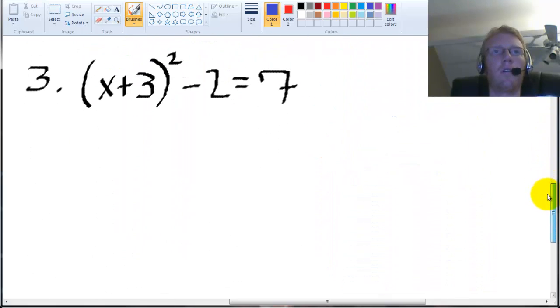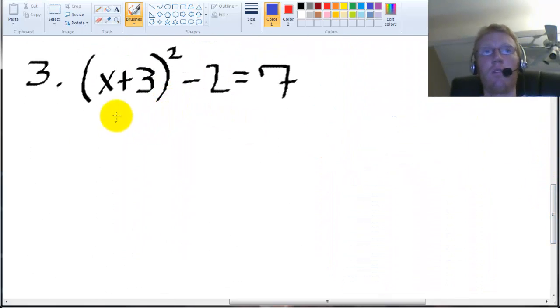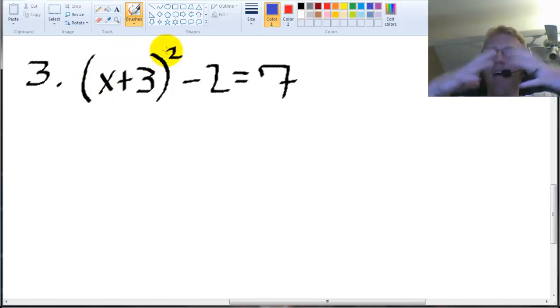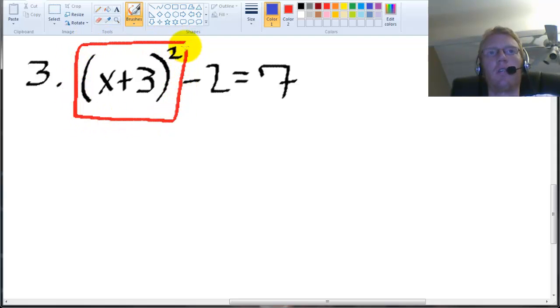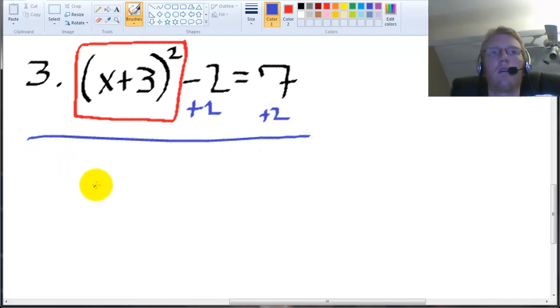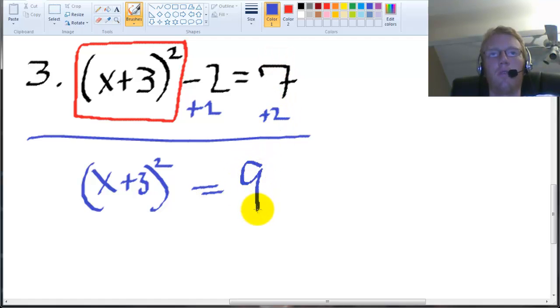Okay, one more example. Now, the thing that's inside the square roots, the thing that's inside the squared part is more complex. So what this means is, after we branch it into two possibilities, we're not done. We're going to have to keep solving just like you had in the absolute value part. So this right here is the squared part, so we're trying to get that part by itself. So how do we do that? Add 2 to both sides. Okay, so that's going to leave me with x plus 3 squared equals 7 plus 2, I hope you agree, is 9.